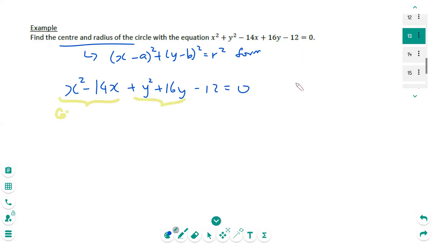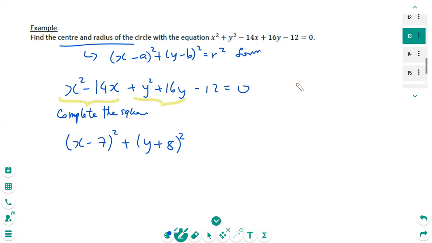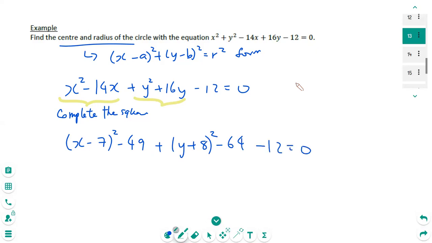Complete the square separately. So this becomes (x minus 7) squared plus (y plus 8) squared. Oops, I forgot something. I didn't do it correctly. So (x minus 7) squared minus 49, nearly forgot, plus (y plus 8) squared minus the 8 squared, 64, minus 12 equals 0. Just to color code it for you, this is the first one, this is the second one, and the minus 12 is tagging along at the end.